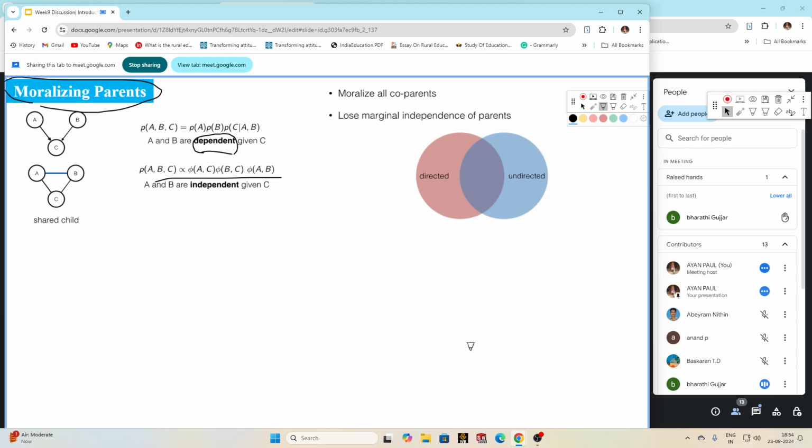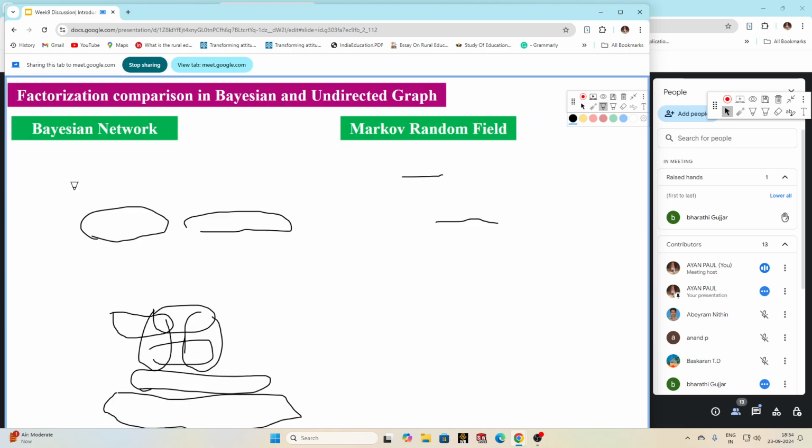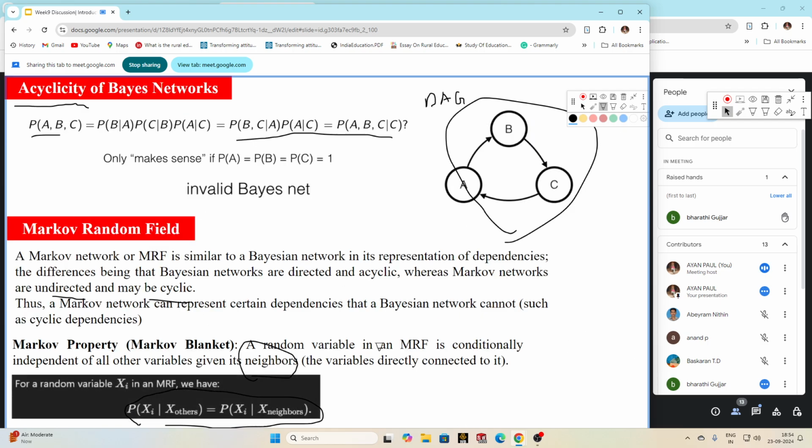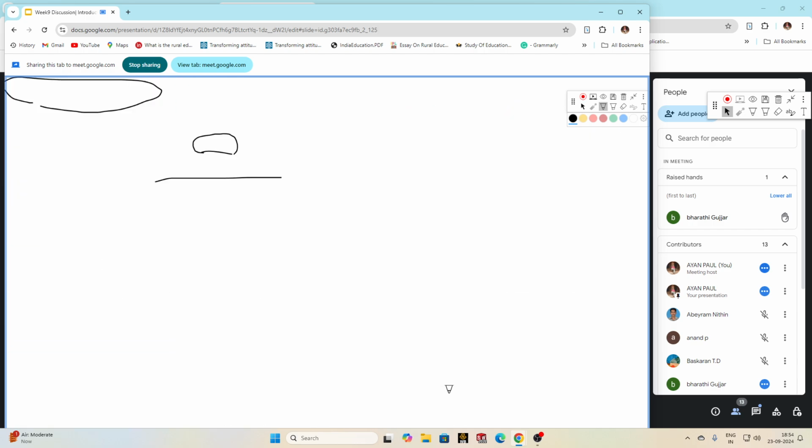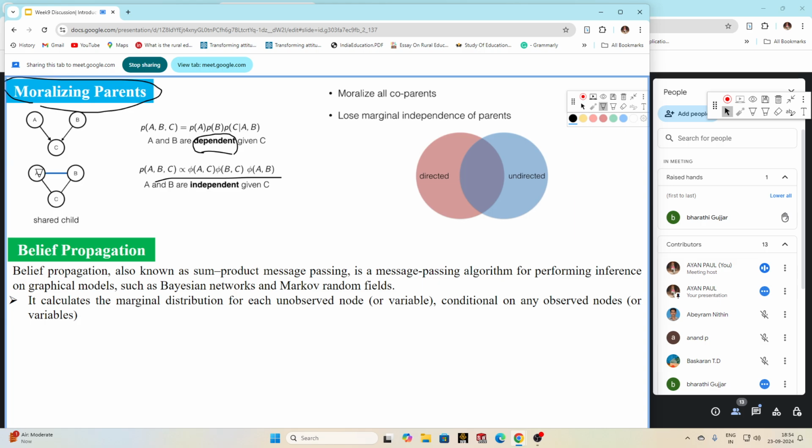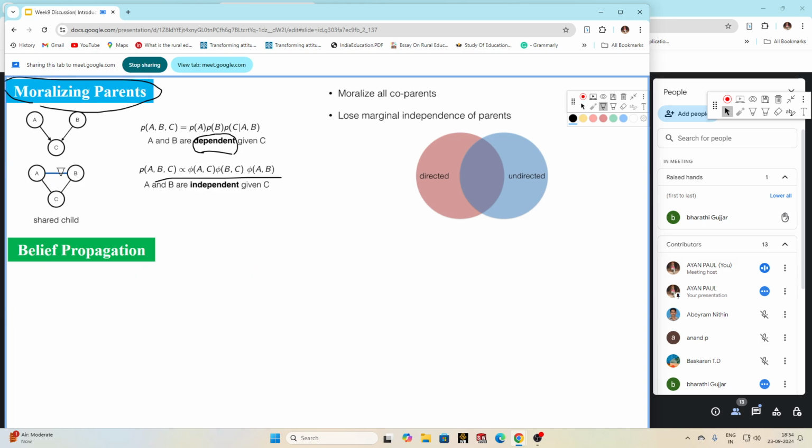Please can you tell me once again how A and B are independent given C, that shared child? A and B are independent given C. This is the property of Markov random field, right? A random field in an MRF is conditionally independent of all other variables given its neighbors. So if this blue line is not there, what is the neighbor of A? We have only one neighbor of A, that is C.